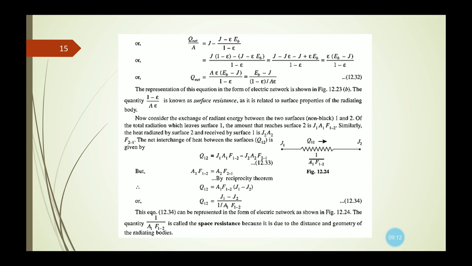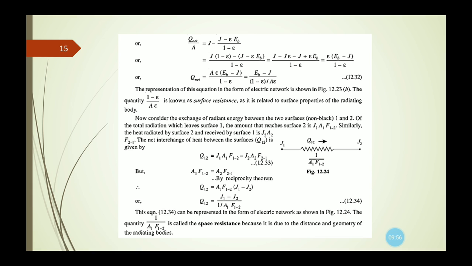Next, let us consider the exchange of radiant energy between the two surfaces 1 and 2. Of the total radiation which leaves surface 1, the amount which reaches surface 2 is J1 A1 F12. Similarly, the heat radiated by surface 2 and received by surface 1 can be represented as J2 A2 F21. Now the net interchange of heat between the surfaces, Q12, can be written as Q12 equals J1 A1 F12 minus J2 A2 F21, which is equation 12.33.